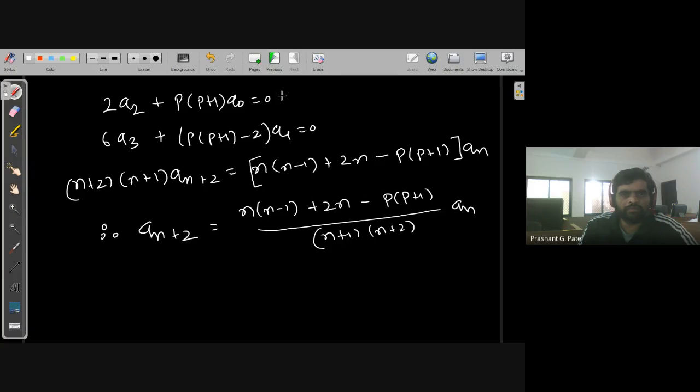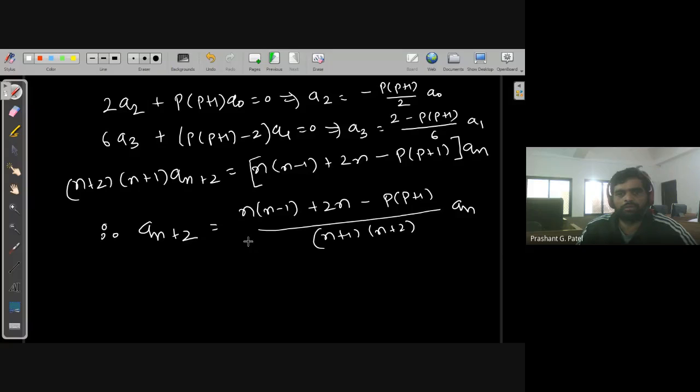From this we will have the value of a2, which we can write as minus of p into p plus 1 upon 2 a0. This gives you the value of a3, which we can write by taking this minus, so it will be 2 minus p into p plus 1 upon 6 a1, and from this we can also have the value of a4 and so on.